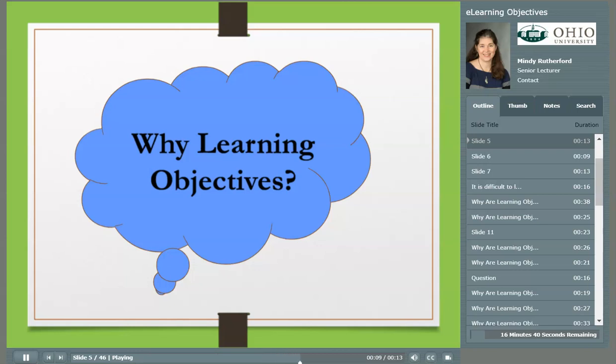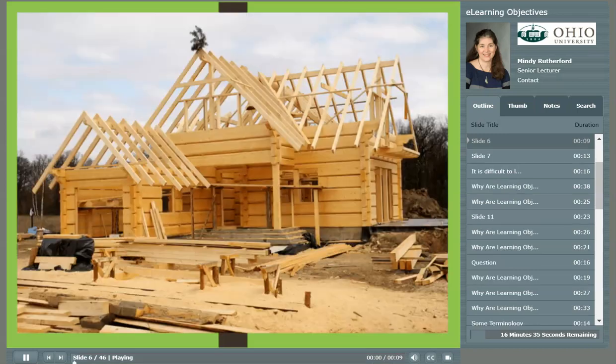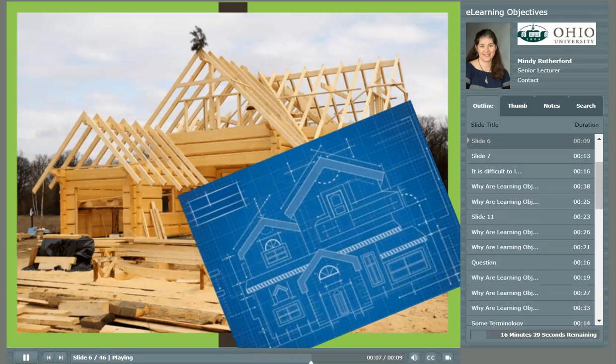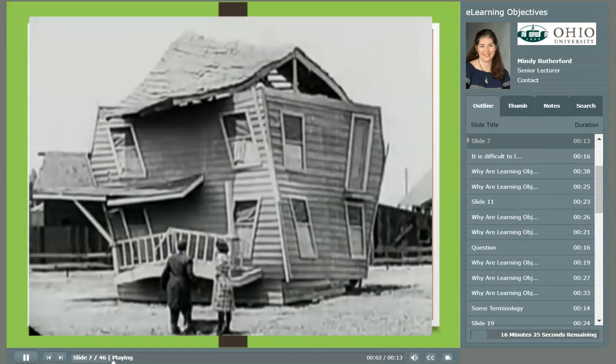So I thought I might start by addressing the question of why. Why are learning objectives important? As an example, if you were going to build yourself a house, would you want to build that house without some sort of a blueprint? I doubt it, because building a house without a blueprint would probably end up looking something like this.